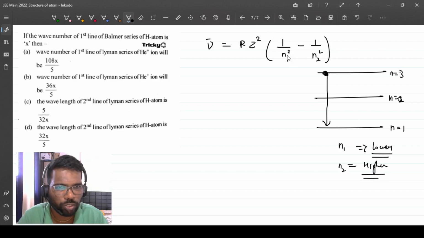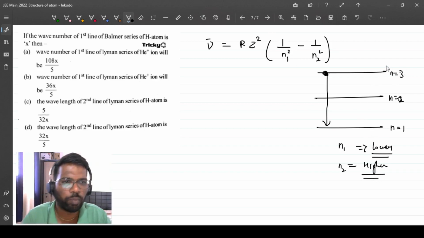Right. See, it's very simple how to understand the bigger value and the smaller value. If n1 is higher than n2, then what will happen? This overall answer will be negative, right? So n1 should be less than n2.